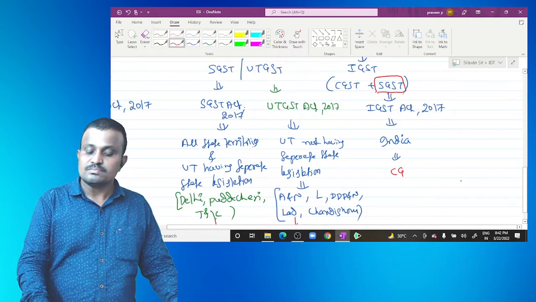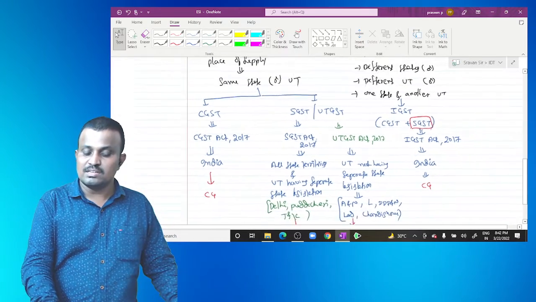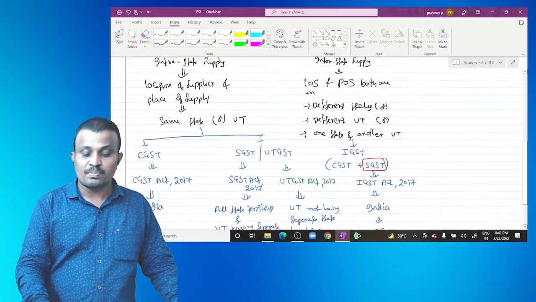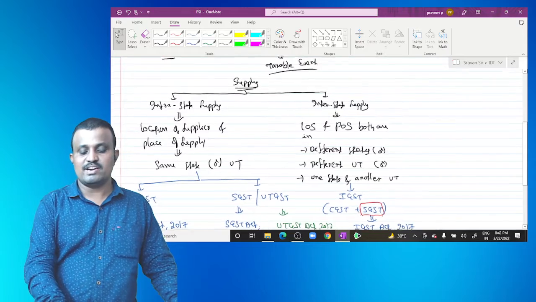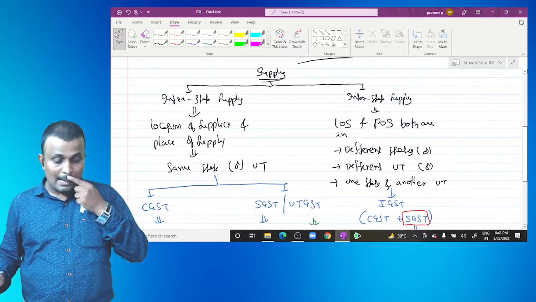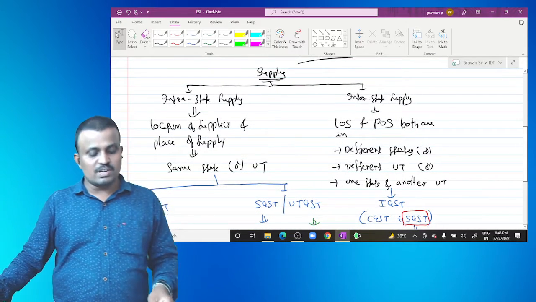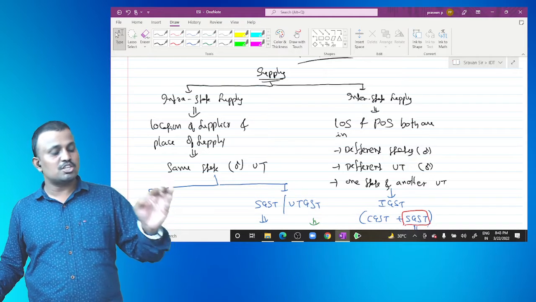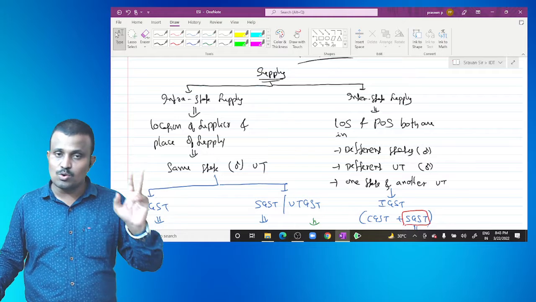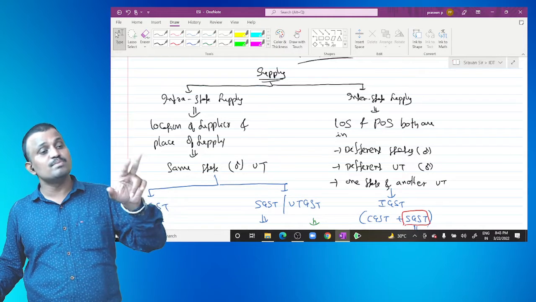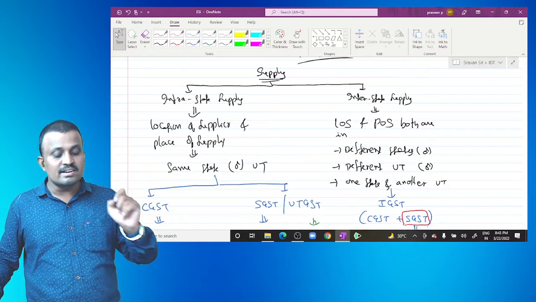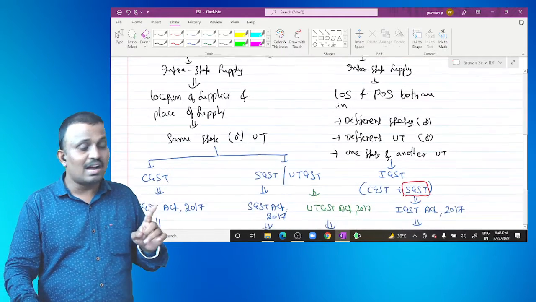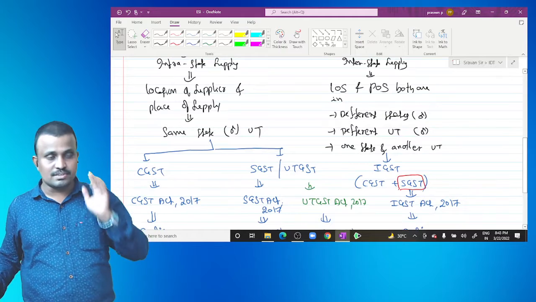So this is about the constitutional provisions relating to supply. Generally, supply is classified into two types: one is intra-state supply, and the other is interstate supply. Intra-state supply means the location of the supplier and the place of supply are in the same state or the same union territory, and that is liable for what? CGST and SGST or UTGST.